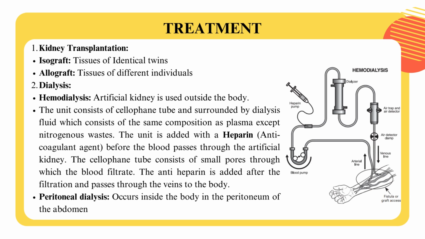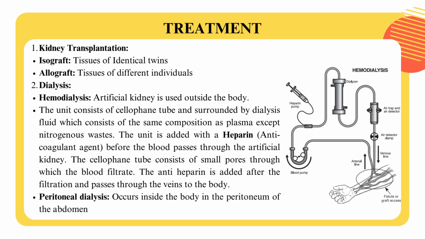The treatment of kidney problems includes transplantation and dialysis. 1. Kidney transplantation: an isograft is the transplantation of tissues between identical twins. An allograft is the transplantation of tissues between different individuals. 2. Dialysis. In hemodialysis, an artificial kidney is used outside the body for dialysis.